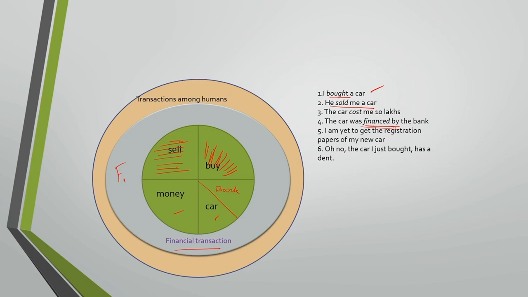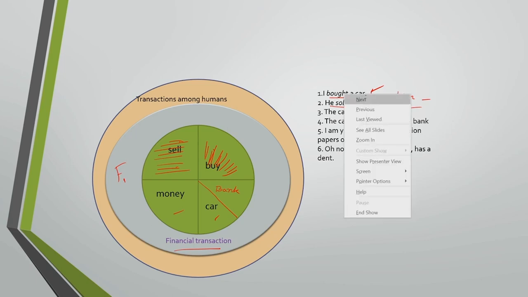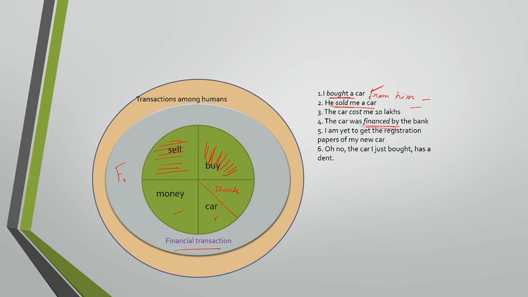So, this is what we mean by it highlights a perspective. Depending on the word you choose, let us say I complete the sentence like this: I bought a car from him, and he sold me a car. These two sentences basically mean the same thing. Both of these verbs, bought and sold, refer to the same frame, however highlighting different aspects within that frame.